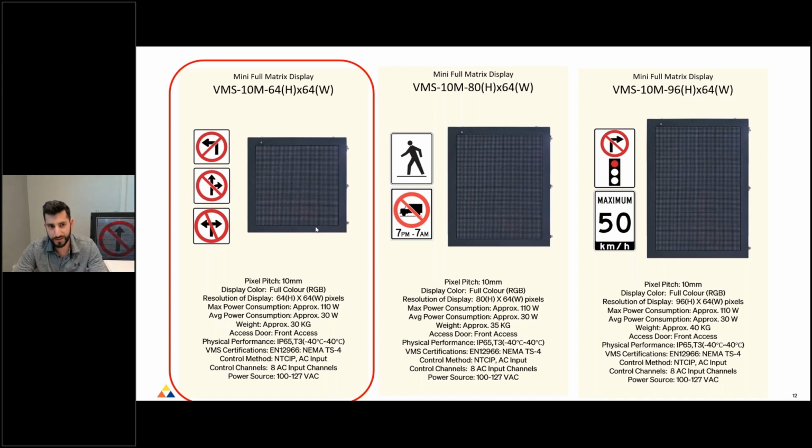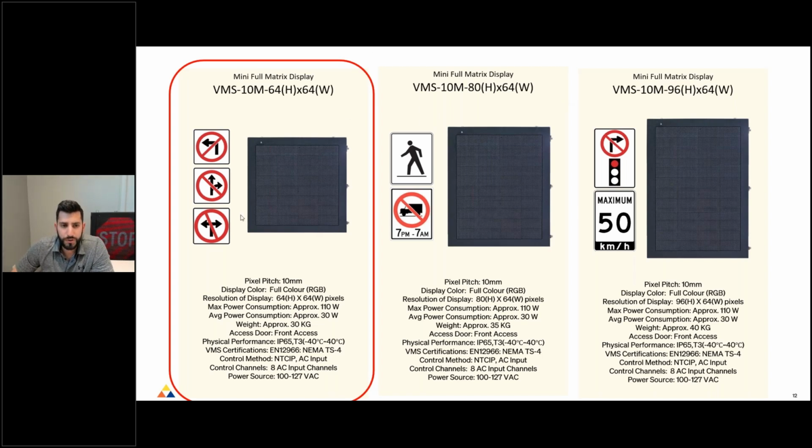The RB12 sign is 60 by 60 centimeters, so you can comfortably post that sign within our board, and we'll configure the display and just perhaps disable a few pixels to make sure that sign matches exactly to the size of the regulatory sign. The sign is very lightweight, approximately 30 kilograms. It's front door accessed, IP65 compliant, can be controlled by NTCIP, and can connect to your traffic controller through AC inputs.